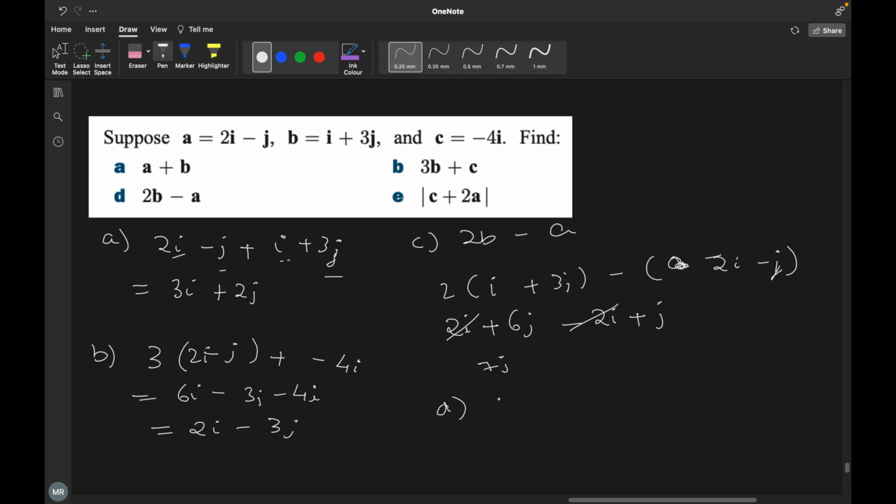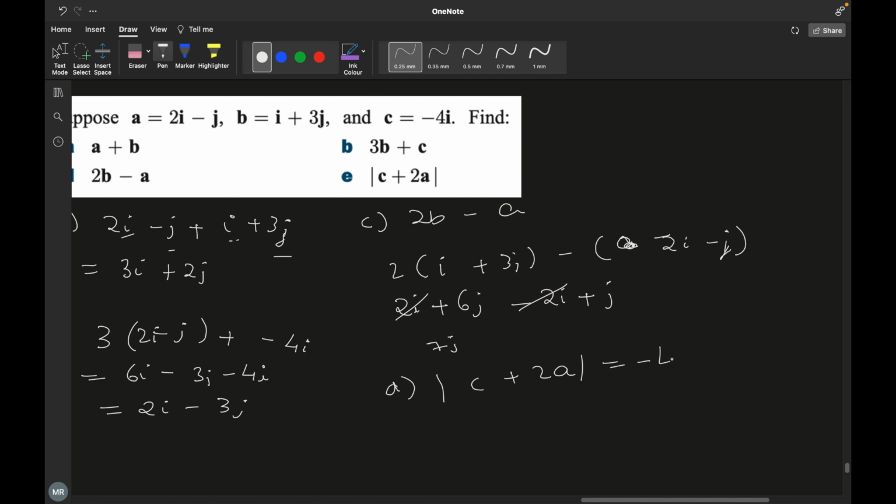Now we have D. It's telling us to find the modulus of C plus A. When we say modulus, we mean the magnitude. So first we have to find C plus 2A, which is going to be minus 4 plus 4i minus 2j, and we'll have just minus 2j. So the magnitude is 0 squared plus minus 2 squared, which is 2 units. That's the answer.